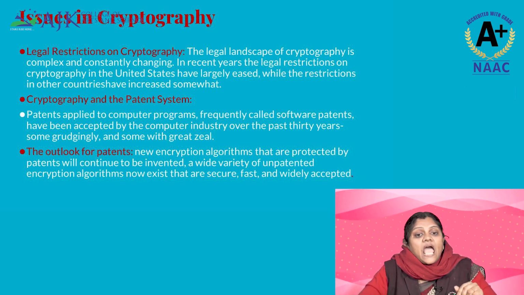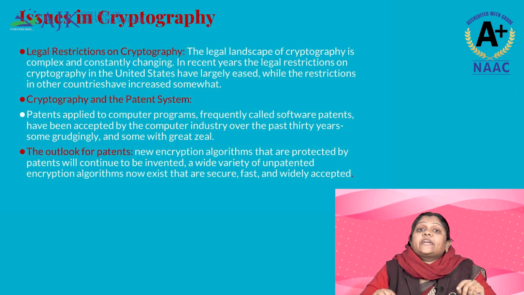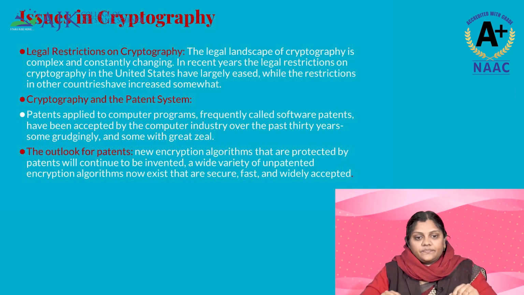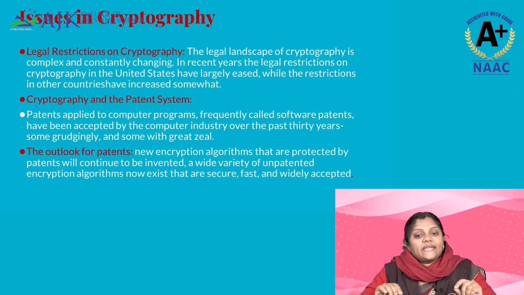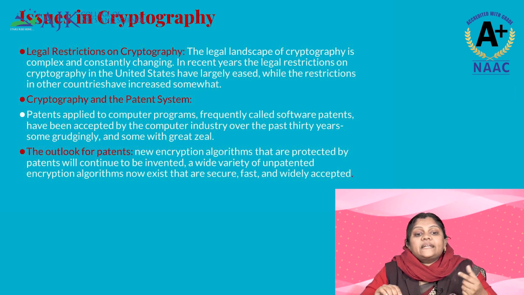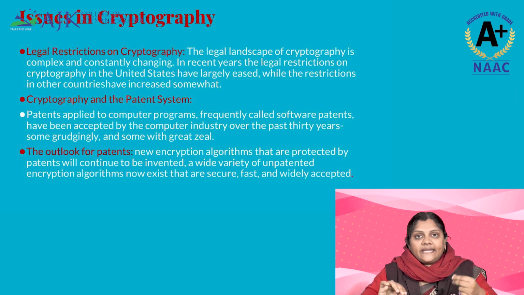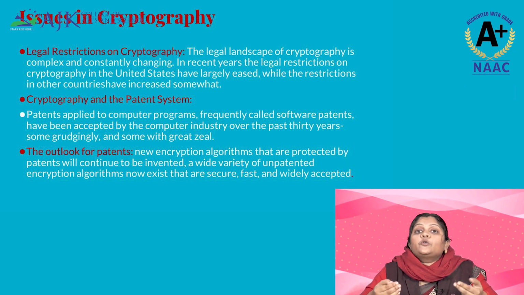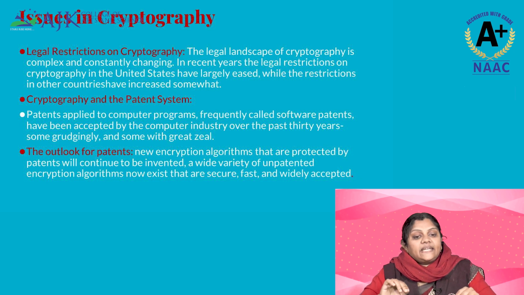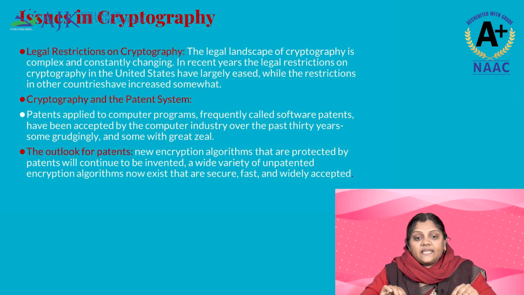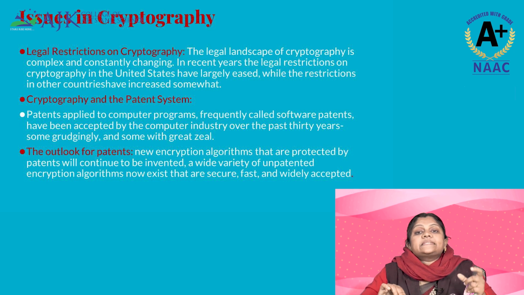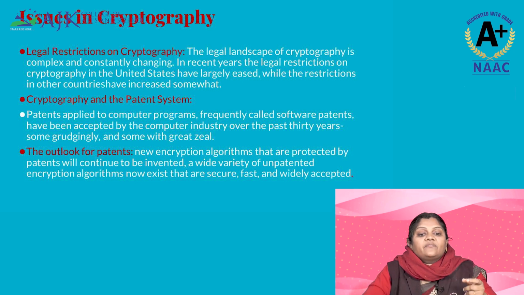The next is cryptography and the patent system. Patents applied to computer programs, frequently called software patents, have been accepted by the computer industry over the past 30 years, some grudgingly and some with great zeal. The outlook for patents is that new encryption algorithms protected by patents will continue to be invented. A wide variety of unpatented encryption algorithms now exist that are secure, fast and widely accepted.